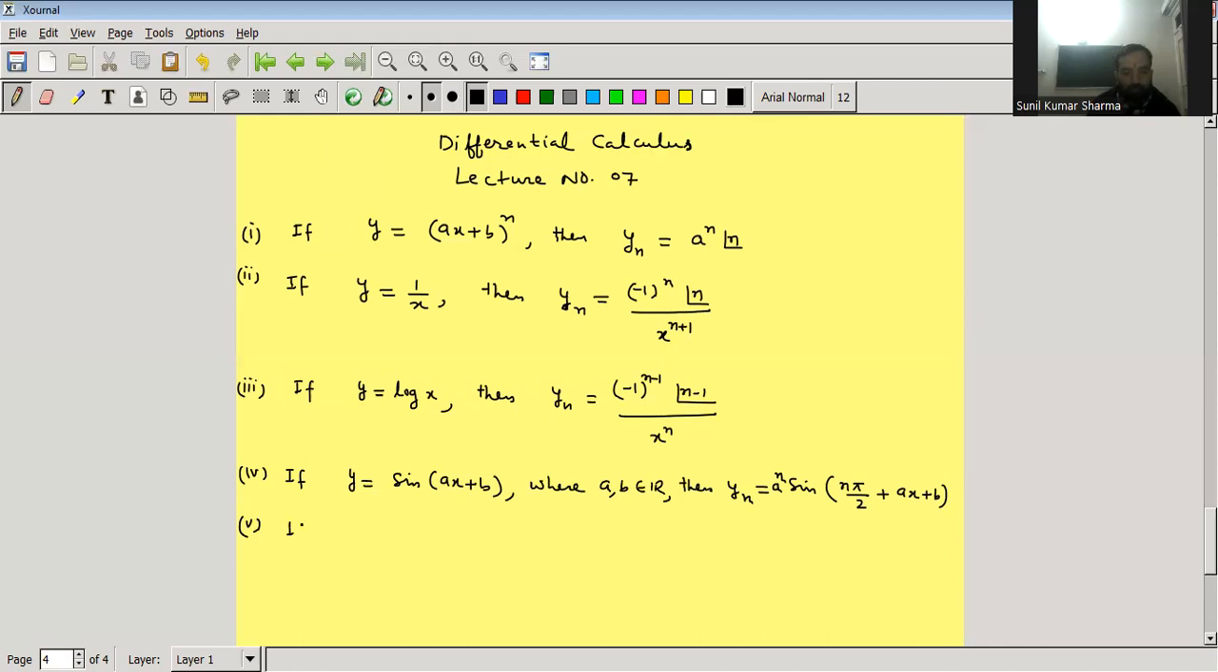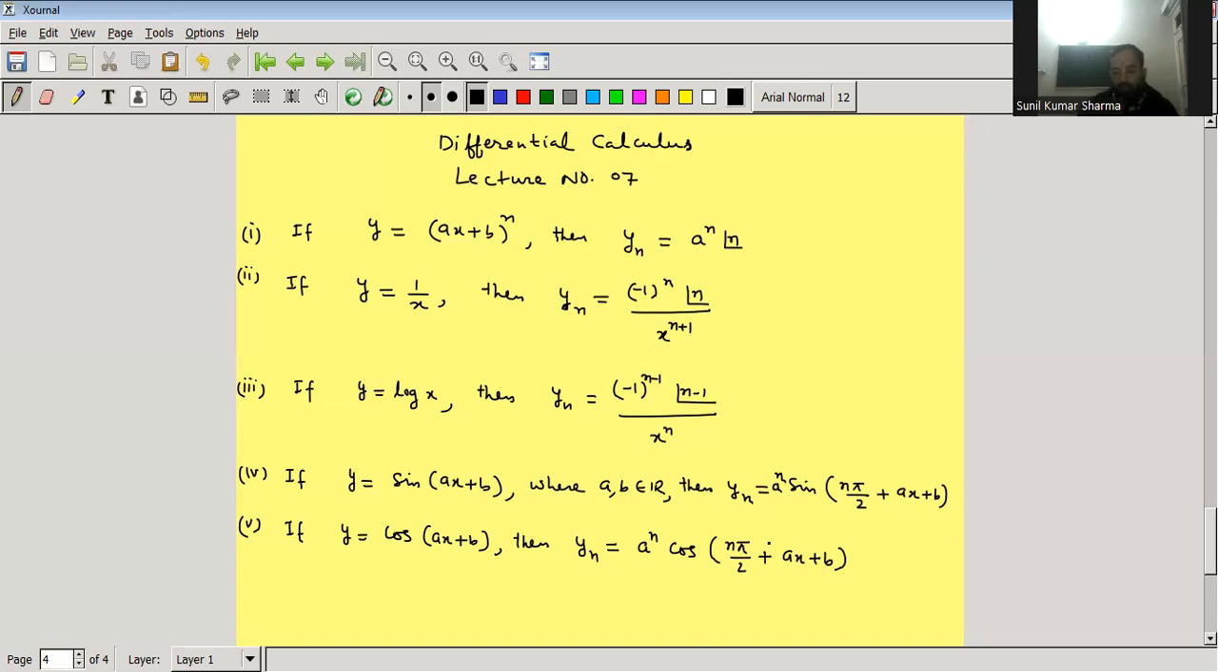If y is equal to cos of ax plus b, where a, b belong to R, then yn, the nth derivative of this, is a to the power n into cos of n pi by 2 plus ax plus b.